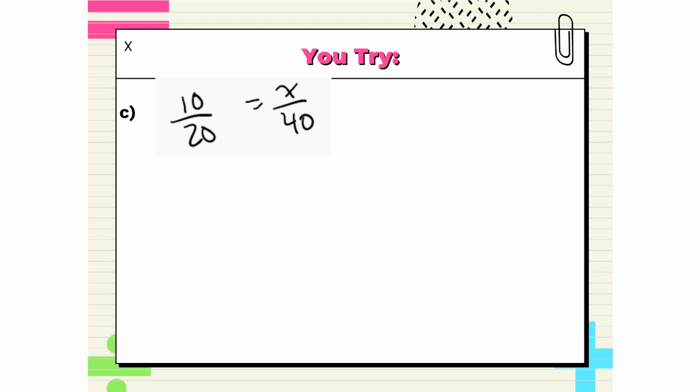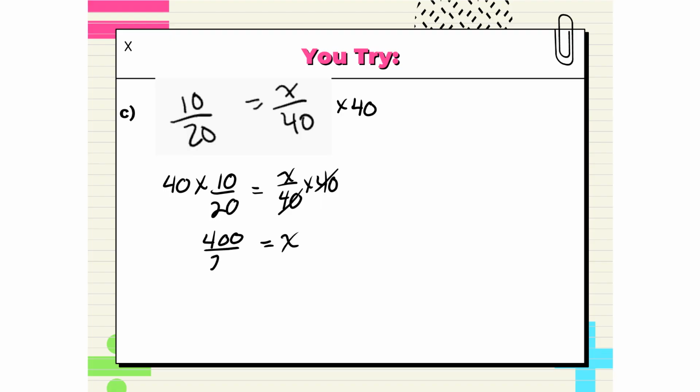Similar to the last problem, if we want to get the x all by itself, we're going to have to multiply both sides by 40. In doing that, we end up with 40 times 10 over 20, which is equal to x over 40 times 40. Those 40's will cancel each other out, leaving us just with x on that side. And over here, we end up with 4 times 10, which is 400, divided by 20. If you're not sure what that is, you can scratch off those zeros, and now you've got 40 divided by 2, which is a little easier to do. You've got, therefore, 20 is equal to x, or x is equal to 20.